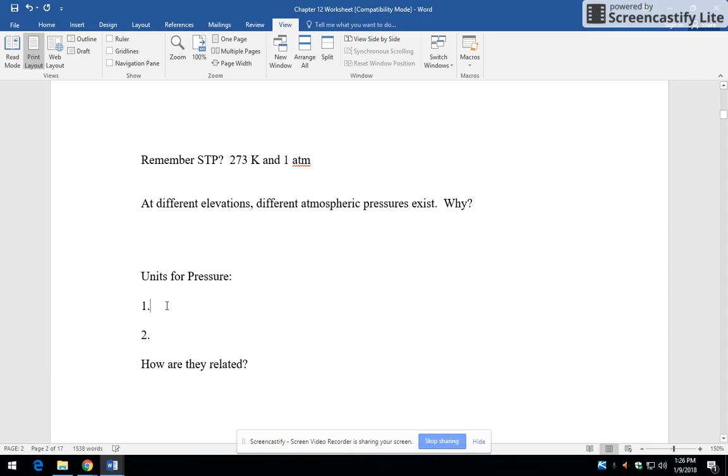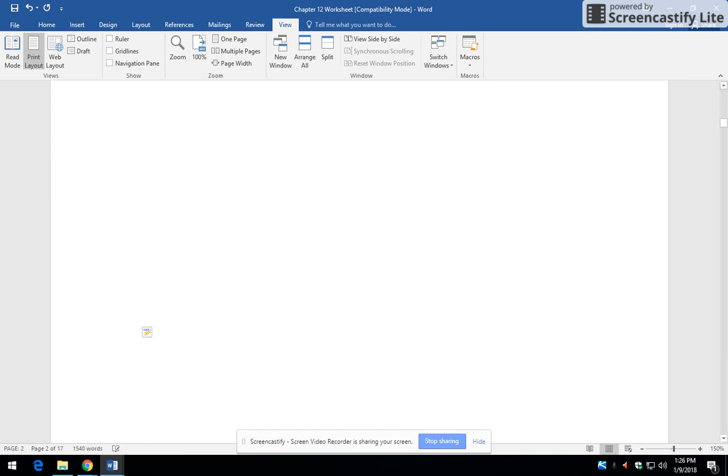Let's talk a little bit about units for pressure. Those I'm going to feed you. One is the atmosphere. And for the regions, there's only one other you need to worry about, and that is the kilopascal. There is a connection between the two. They are related in this way. 1 atmosphere equals 101.3 kilopascals, and that is on your reference tables.